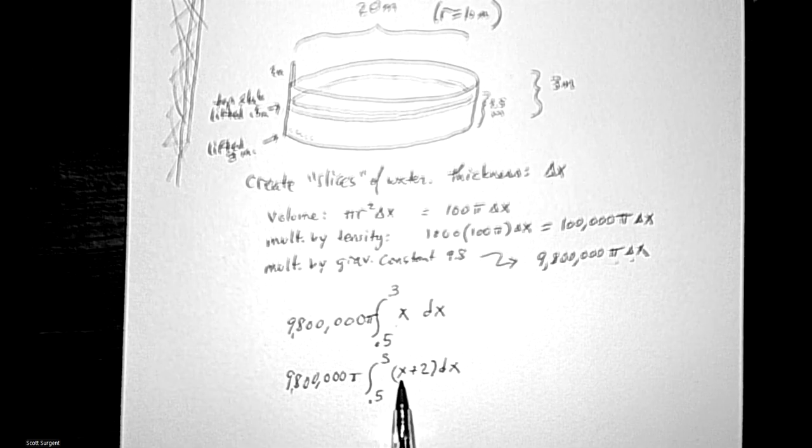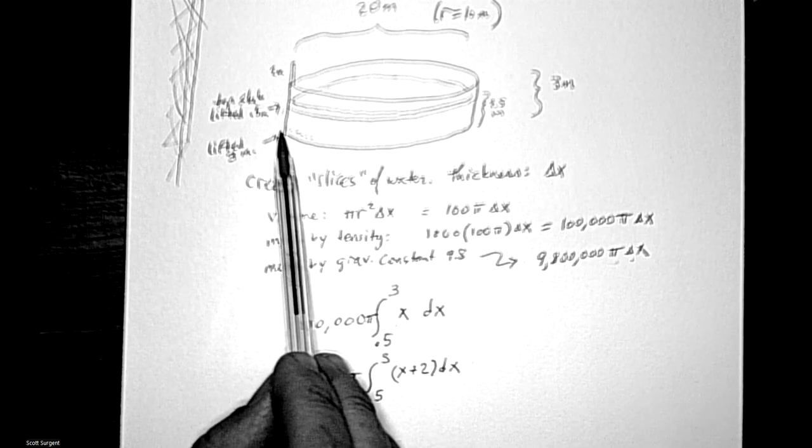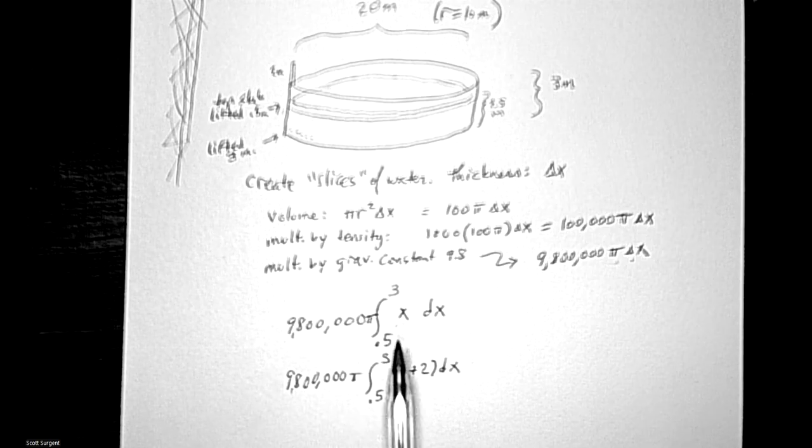And again, it's got to kind of internally agree here. The top slab, which is at 0.5, represented by x equals 0.5, needs to be lifted 2.5. And sure enough, that works: 2 plus 0.5 is 2.5. The bottom slab, which is represented here by 3, will have to be lifted 5. 3 plus 2 is 5. So that should work out just fine.